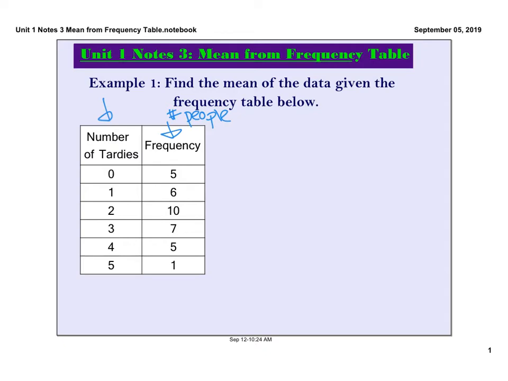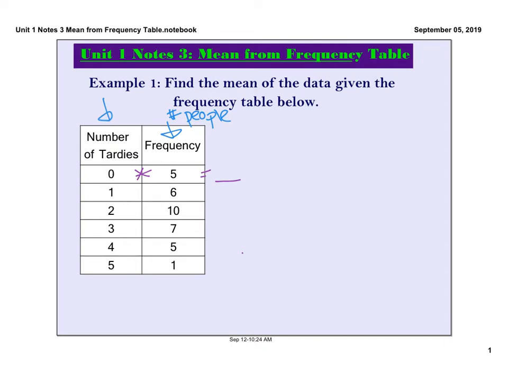So to find the mean from this frequency table, our process is pretty simple here. The first thing that we're going to do is multiply the number of tardies by its frequency all the way across, and then do that all the way down as well.